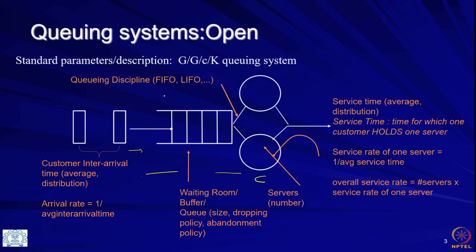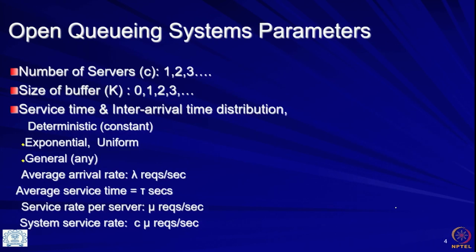This number is C, the buffer size is K, the arrival rate here is denoted by lambda, this rate here is denoted by mu, the average service time is denoted by tau, and the overall service rate for this system will be C mu. So, these are all the parameters, right. This slide summarizes that. Again, remember C, K, lambda is the arrival rate, tau is the average service time, mu is the service rate of one server, C mu is the service rate of the whole system.